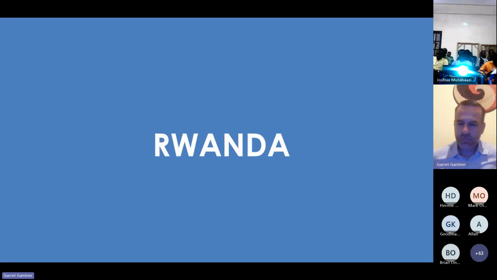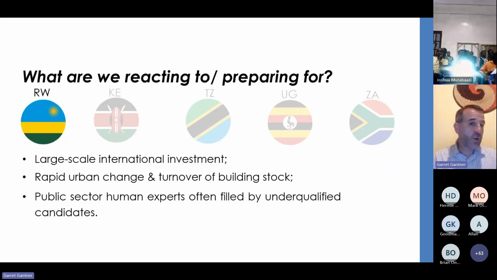So I'm going to walk you through these three processes of how we started to develop a curricula in different places using different contexts. And I, of course, say we because I didn't do any of this alone. Starting in Rwanda, this is about 15 years ago now. But if you try to find what it is that we are reacting to or preparing for, there's a large-scale international investment. That's still true today. There's rapid change and turnover of building stock. That's even more true today.